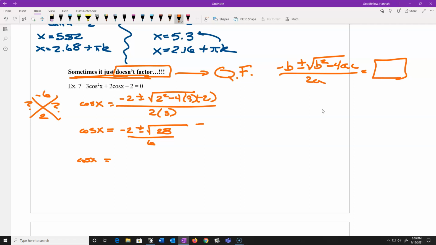Because another name for that is 2 square root 7. And if I divide everything by 2, I'd get negative 1 plus or minus square root 7 divided by 3. And that is going to be the 2 solutions that we really need to take a look at.